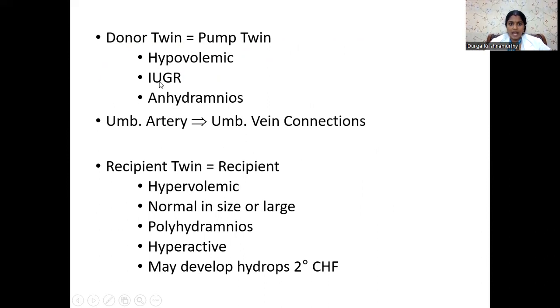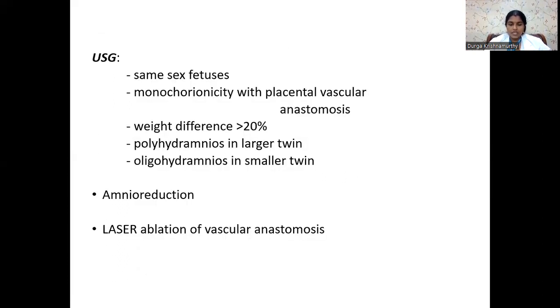Here, the donor twin becomes hypovolemic, with IUGR and oligohydramnios. Here, the artery to vein connections are present. The recipient twin, which becomes big in size, is hypervolemic, polyhydramnios is present, and it develops hydrops, leading to secondary congestive heart failure. Usually present in those babies which have the same sex.